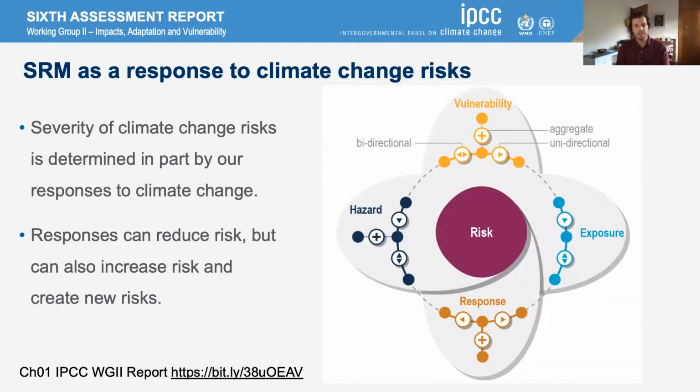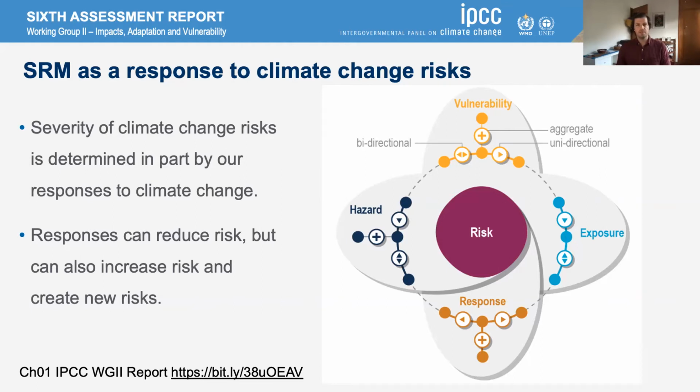So in what context does the IPCC Working Group 2 report consider solar radiation modification? It does this in the context of climate change risks. First, to define risk from the IPCC perspective, risk is the potential for adverse consequences to human or ecological systems. And these risks arise from the interaction of the physical climate hazard. You can see in the graph on the right-hand side of this slide, the physical climate hazard, which could be a drought or a flood or a heat wave, the systems that are exposed, such as urban areas or agricultural areas, and the vulnerability of those systems, such as their capacity to adapt to the hazard and the exposure.